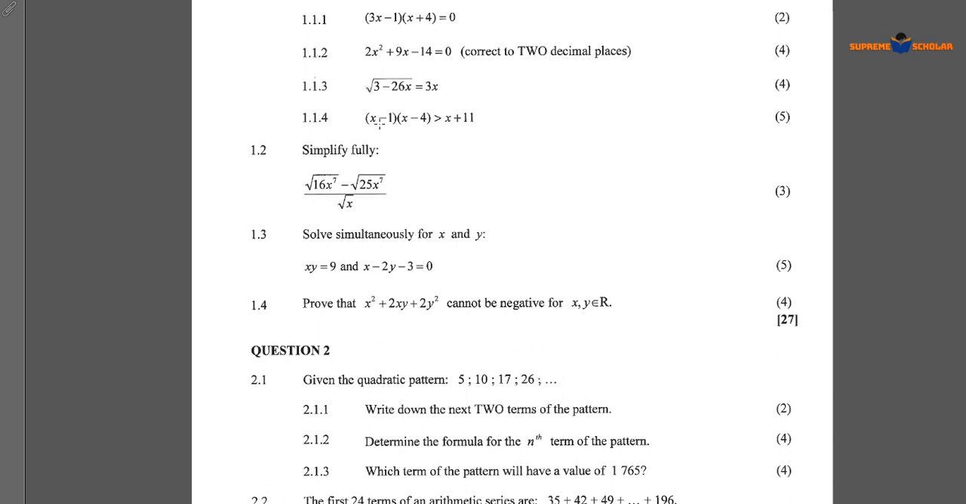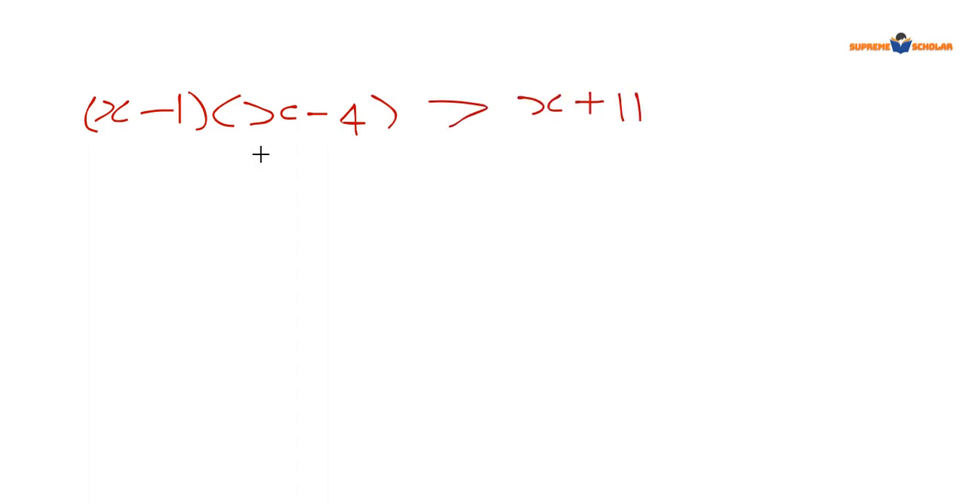I'll repeat that. When we multiply x minus 1 and x minus 4, we want the answer to be greater than x plus 11. That's what we're looking for. Okay, it's important to understand the question. So how do we solve this over here? Let's get into it. x minus 1, x minus 4 must be greater than x plus 11. Okay, so how do we tackle a question like this?